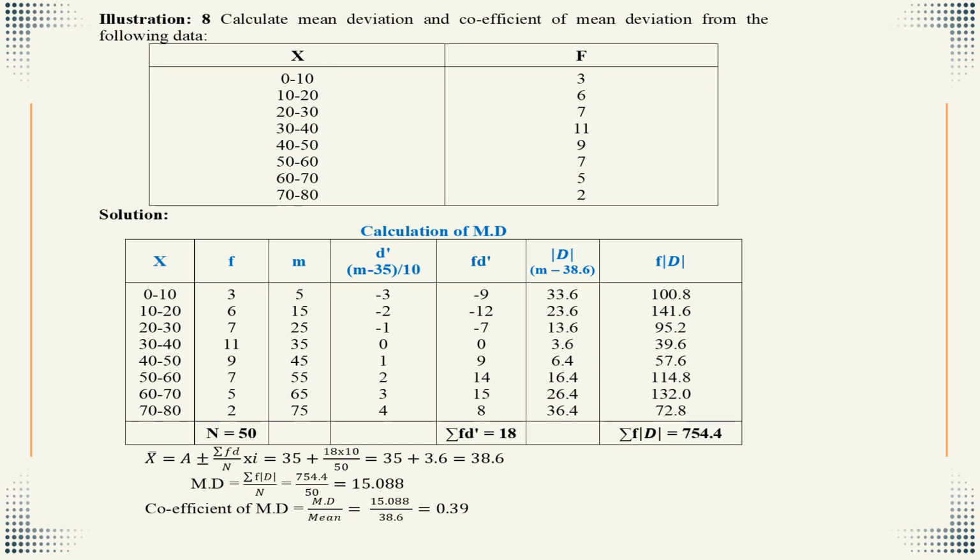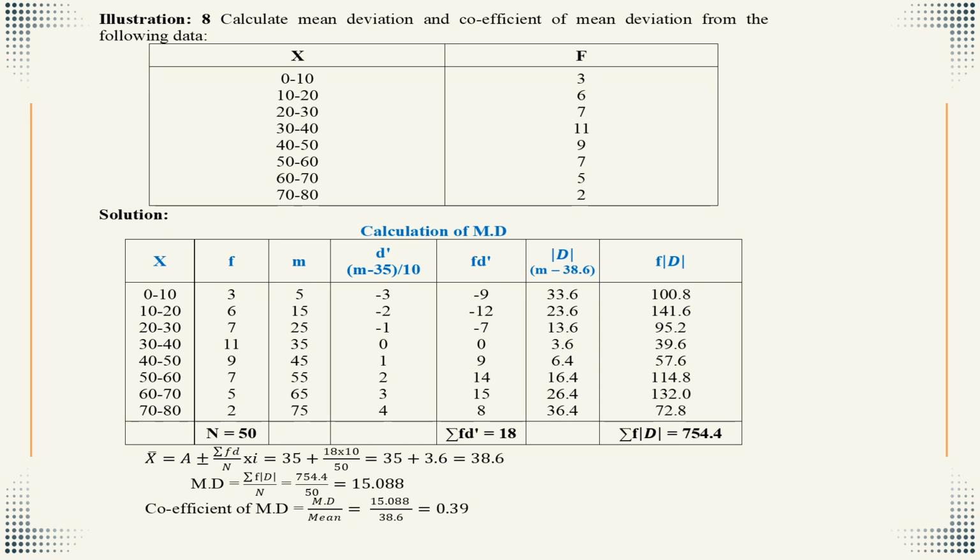you have to calculate the total of the F modulus D. That gives value of 754.4. So mean deviation equal to sigma FD by N, that is 754.4. N is 50, that you can find from the second column. The total of the frequency seems to be 50. That 50 should be taken. Thereby, the 15.088 would be mean deviation.